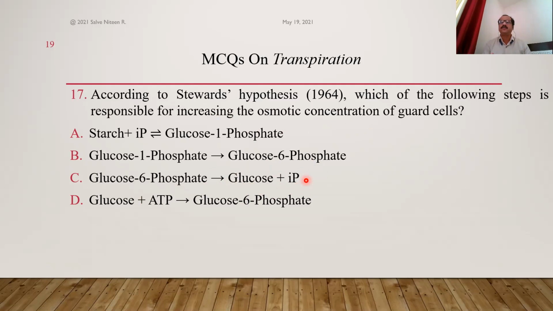So glucose along with the inorganic phosphate is responsible for increasing the osmotic concentration of the guard cell. When the osmotic concentration of the guard cell increases, the cells absorb water from the neighboring cells, they become turgid, and then by subsequent events, stomata become open. So C is the right answer here.